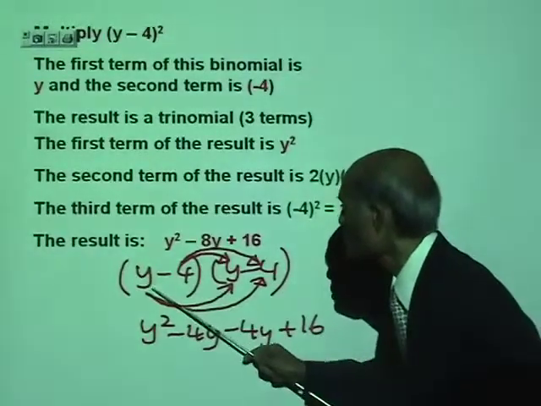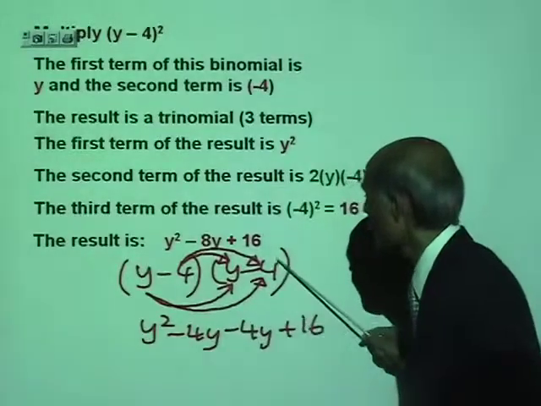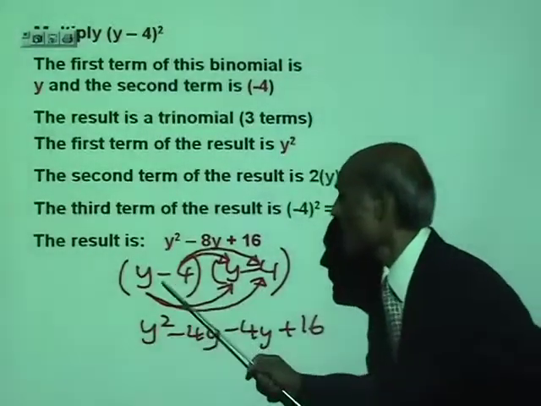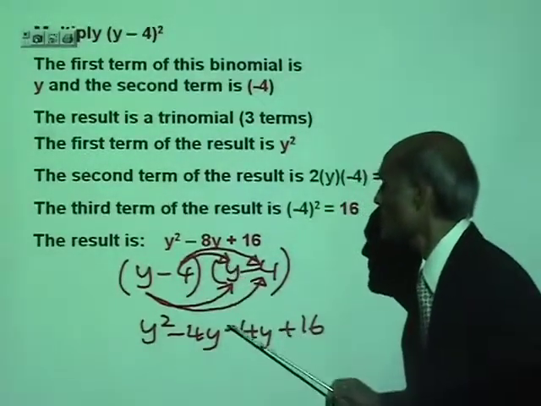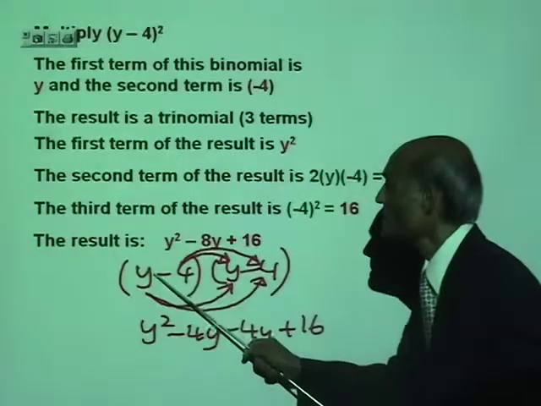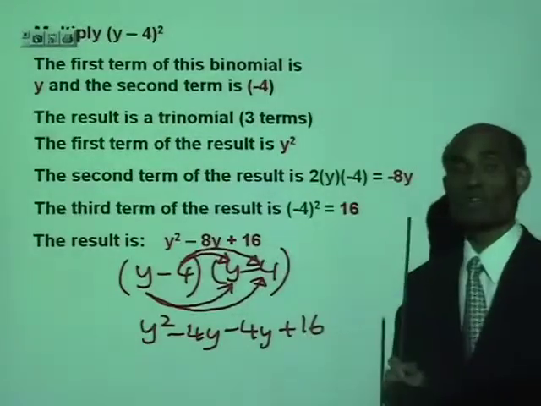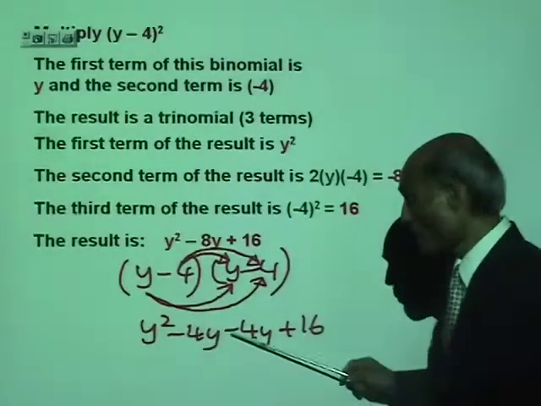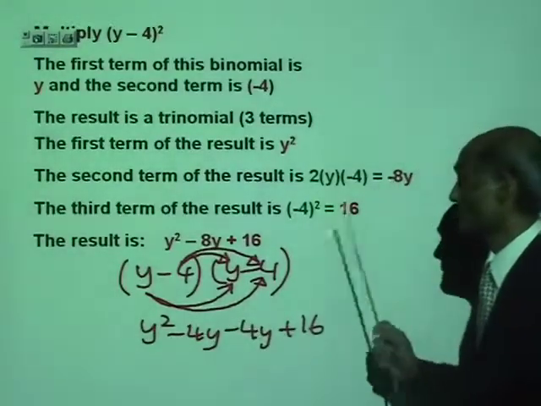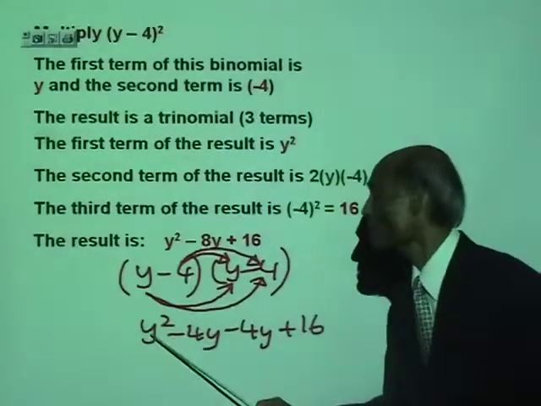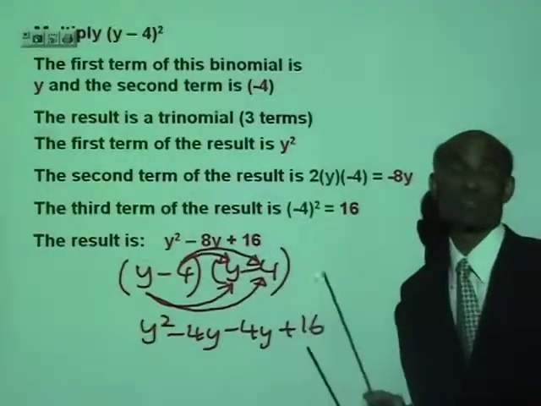Once again, y times y is y squared. y times negative 4 is negative 4y. And now multiply with this negative 4. Negative 4 times y is negative 4y. And negative 4 times negative 4 is positive 16. And now add the negative 4y to negative 4y. What do you get? Negative 8y. So you get y squared minus 8y plus 16 as the result.